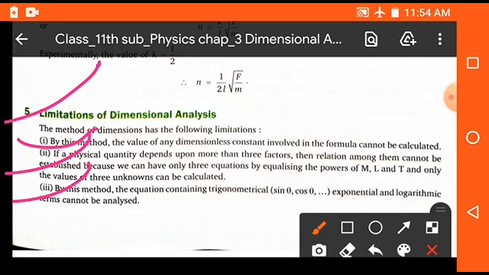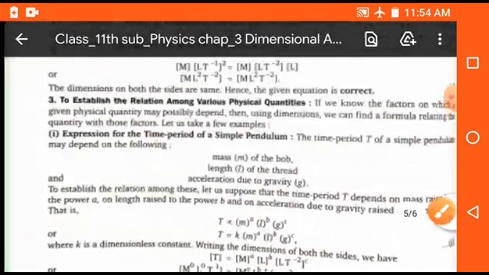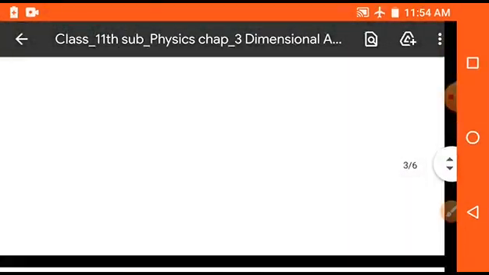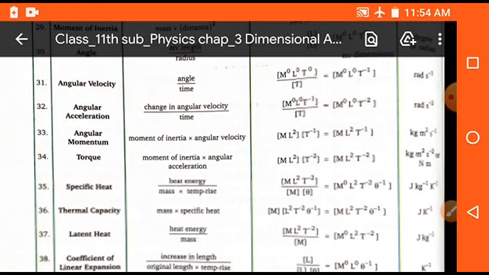So students, learn this chapter very well. This is the most important chapter, because in this chapter we learn all the formulas which are used in the whole book. Okay students.